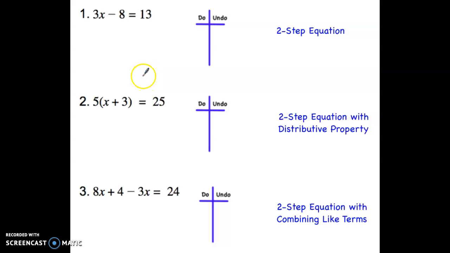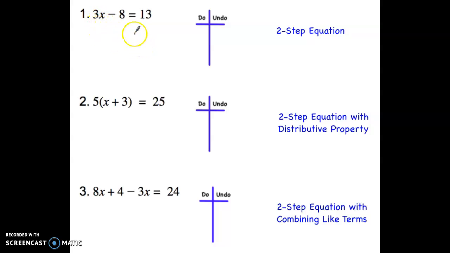On this slide, I am going to review how we solve two-step equations. So the first one is just a basic two-step equation. All right, I always use a do and undo chart because it helps me keep straight which order I need to undo my operations in order to get my x isolated, which means all alone. So I want to remove everything from x.